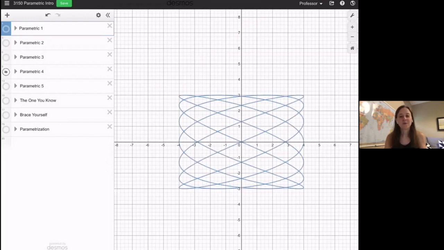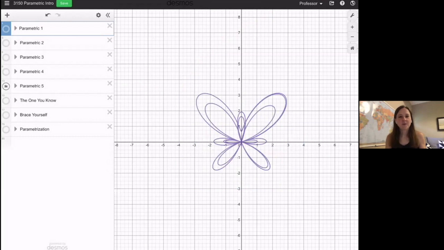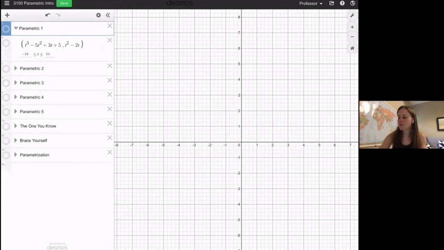All right, that one's really cool. And then you can even get kind of this complicated butterfly looking thing. All right, so I'm just going to show you how this is accomplished with equations in Desmos. I'll show you this first one. This was the little sweepy bird graph.